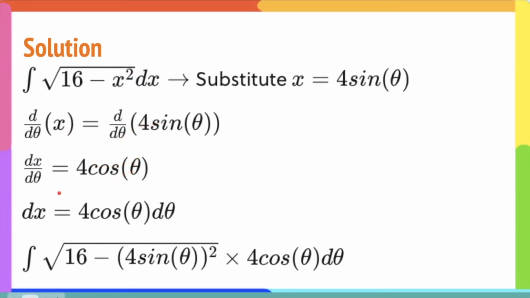All right, and then isolate dx. So multiply both sides by d theta, and then plug in the values you determined. For x, we substitute 4 sine of theta. And for dx, we substitute 4 cosine of theta d theta.